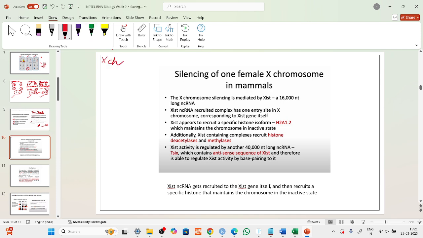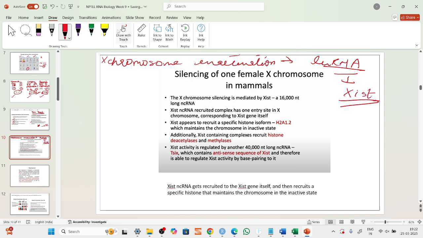So this X chromosome inactivation is because of a long non-coding RNA, XIST, which is a 16,000 nucleotide long non-coding RNA. Now this XIST non-coding RNA complex has one entry site in the X chromosome corresponding to the XIST gene itself. Basically it binds to the X chromosome, and XIST appears to recruit a specific histone isoform, H2A1.2, which maintains the chromatin in the chromosome in the inactive state.